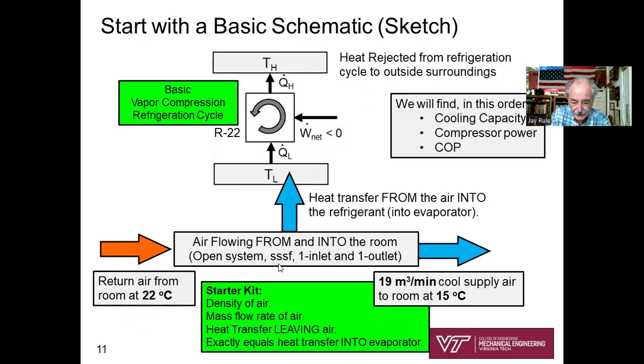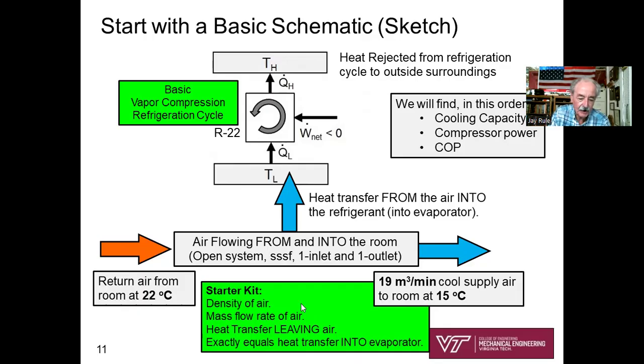When we study this air situation, we've got the volumetric flow rate. Can we get the mass flow rate if we've got the volumetric flow rate, 19 cubic meters per minute? Yes, we can calculate the density of air. We can do that from the third week of class. If we've got the density of the air and the volumetric flow rate, we can calculate the mass flow rate. And if we've got the inlet and outlet temperature of an ideal gas, we can calculate the heat transfer using the first law.